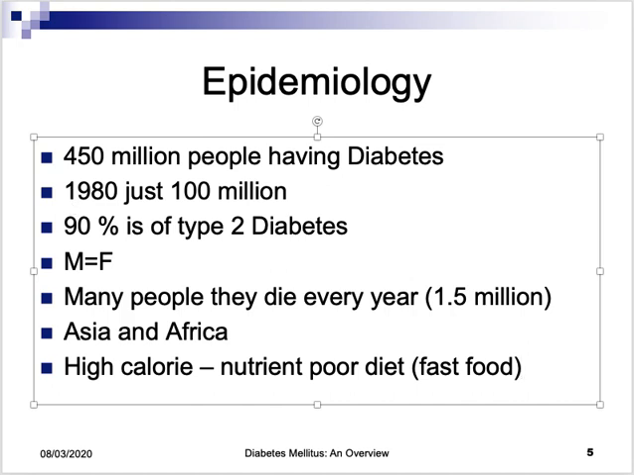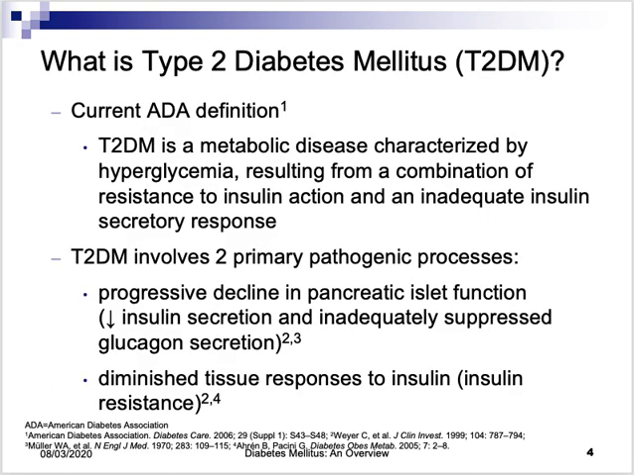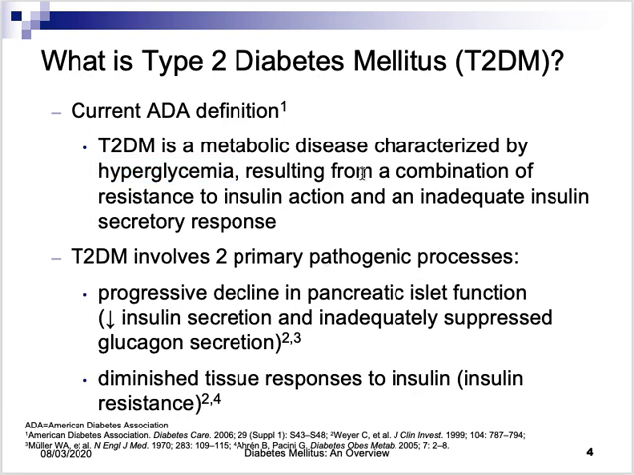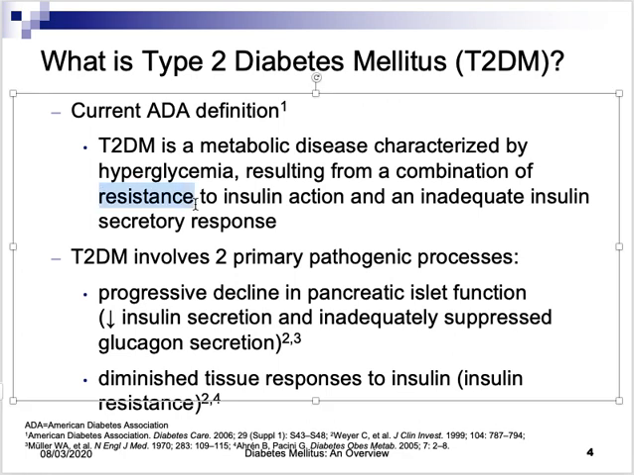First of all, we are going to go to the American Diabetes Association definition of type 2 diabetes mellitus. They say it is a metabolic disease characterized by hyperglycemia. Hyperglycemia means the blood has more glucose, resulting from a combination of resistance to insulin action. Insulin is there, but your body cells are not responding to that, so your body cells become resistant to insulin, and an inadequate insulin level, meaning the insulin level is not much.